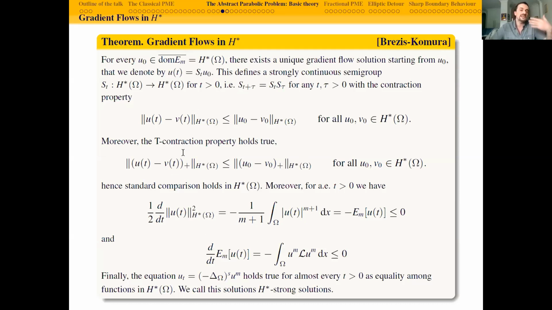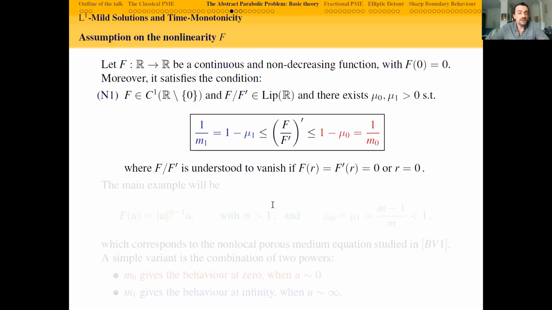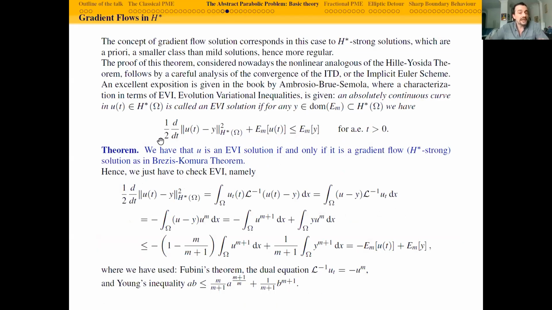Gradient flow is treating this equation as if it was an infinite dimensional dynamical system, or ODE, ordinary differential equation. So when I have all of these results, I check if this inequality is true. This is called EVI, evolutional variational inequality, and it's really easy to check. Here you can see the details. It's just using Fubini, the dual equation, and Young inequality. And I have existence of this class of solutions.